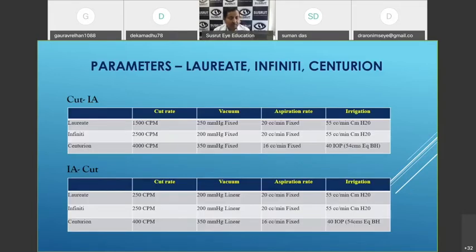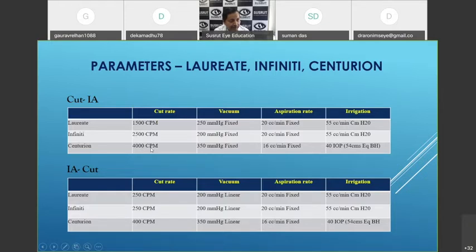Now, you must be having different machines. In the Alcon group, either Laureate or Infinity or Centurion. So there are two modes. One is cut IA, when I need to start vitrectomy. The cut rate remains the highest, whichever machine: Laureate gives a cut rate of 1500 cuts per minute, Infinity gives a maximum of 2500 cuts per minute, and Centurion gives 4000 cuts per minute.